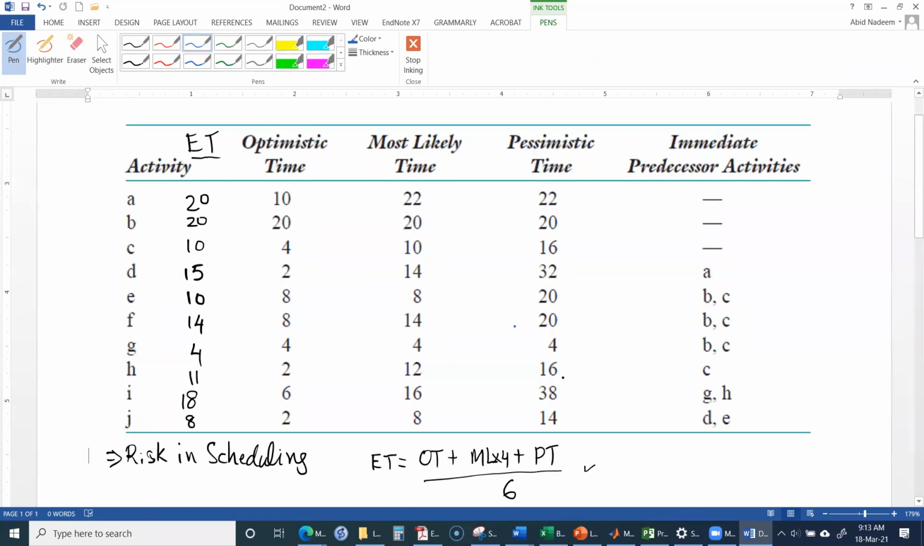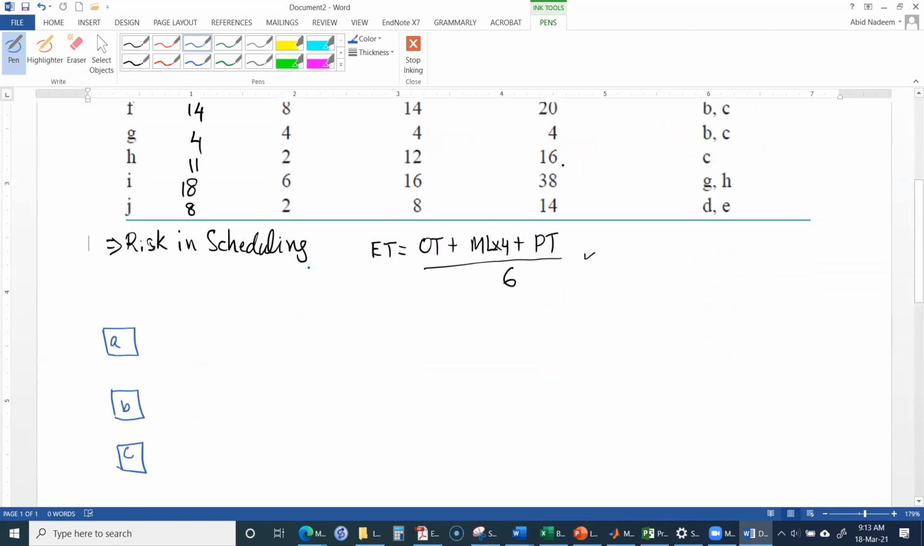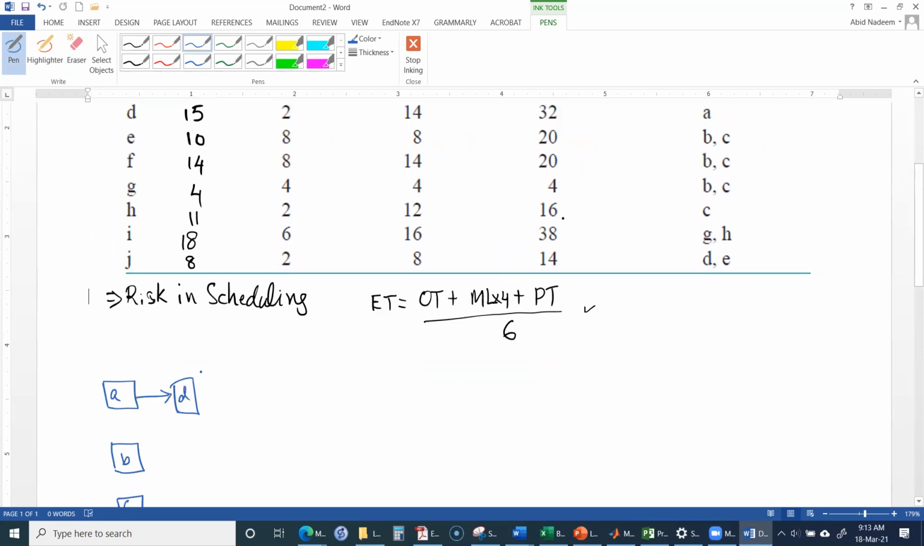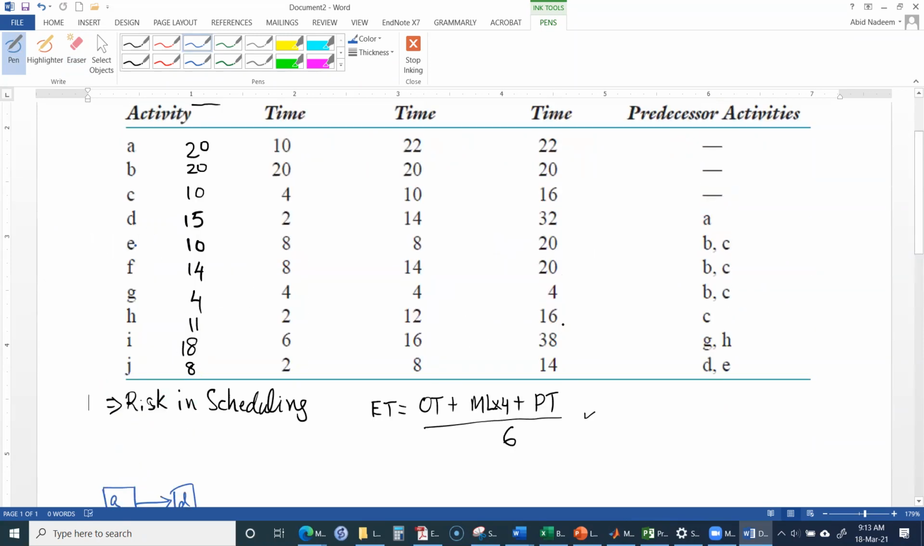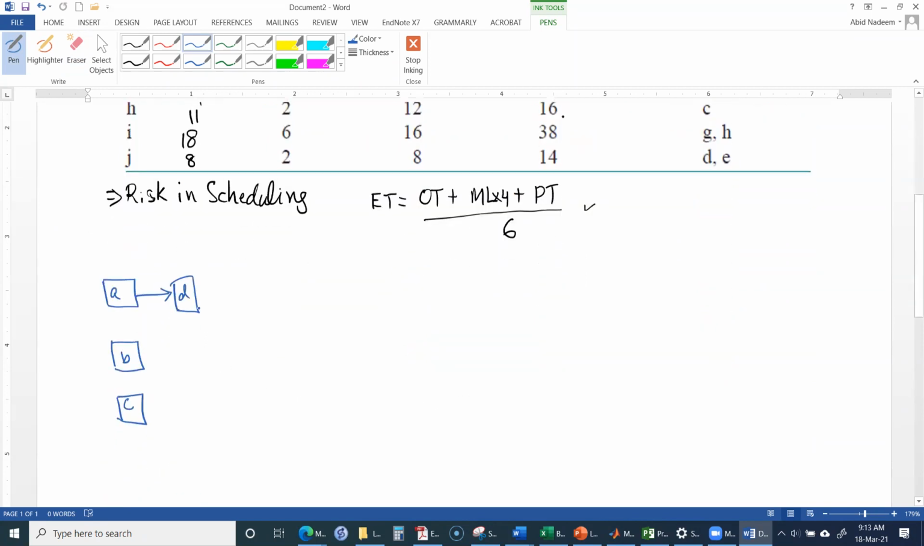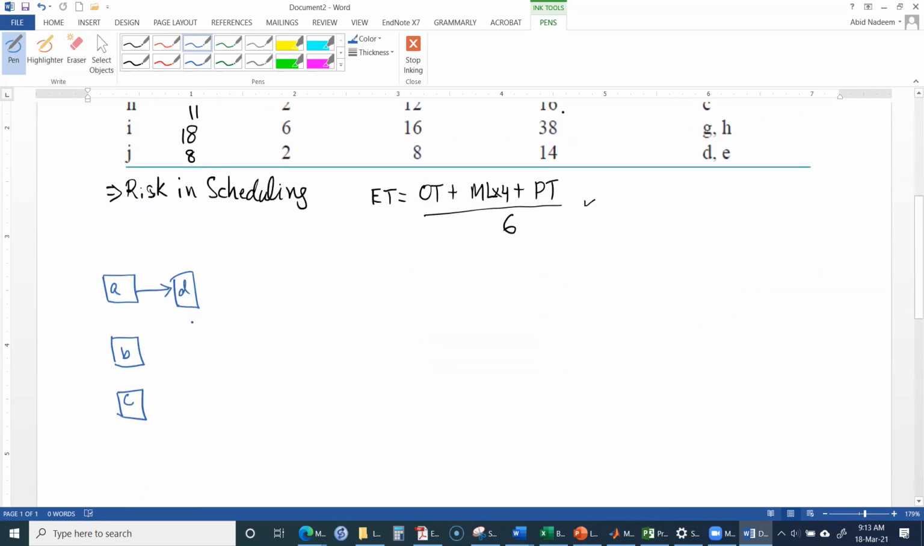A, B, and C have no immediately preceding activity. Activity D, immediately preceding activity is A. Okay, so D has A, and then E has B and C, and then similarly F has B and C, G has B and C. So we can have E, F, and G.